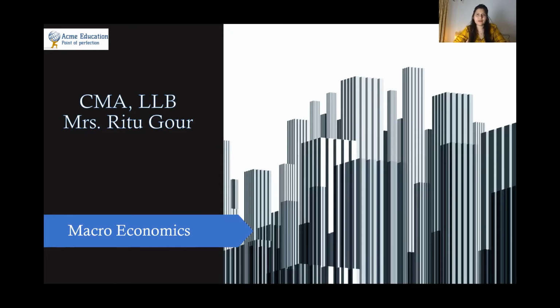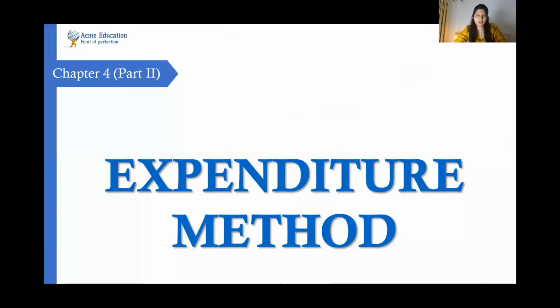So today is going to be part E of national income, and that is going to be the expenditure method.